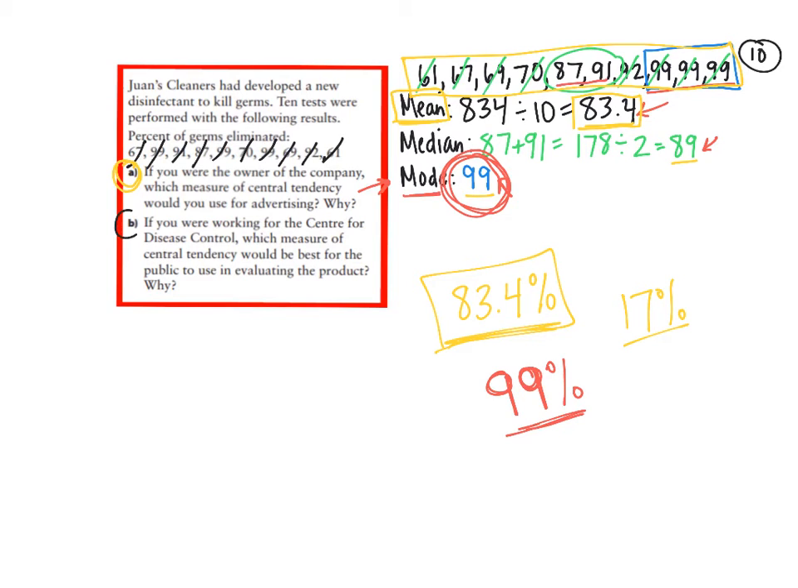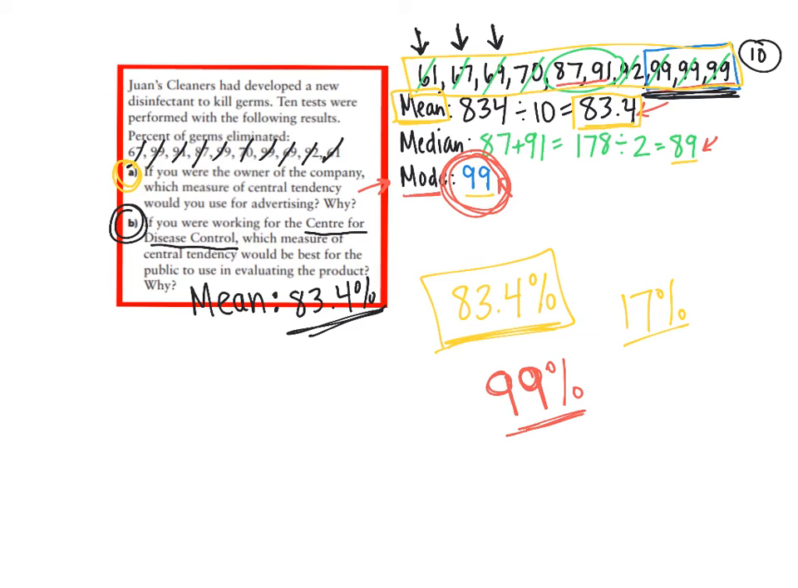So if we talk about part B, if I were working for the CDC, which is the Center for Disease Control, which one would they choose to share with the public to evaluate the product? They would go with the mean. The mean is the average. So they would say 83 and 4/10% of the time, this cleaning product will disinfect or eliminate germs. If they said 99% of the time, sure, in 3 of the 10 cases up here, it did kill 99% of the germs. But unfortunately, some of the other times, it only killed 61% or 67% of the germs. That is not very accurate. So when you average it out, it's only about 83%, not really good.